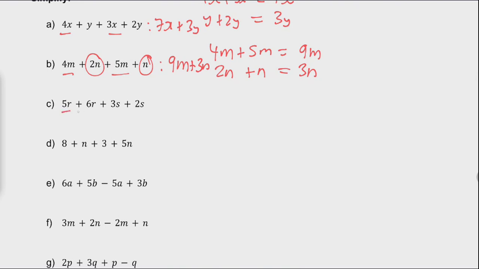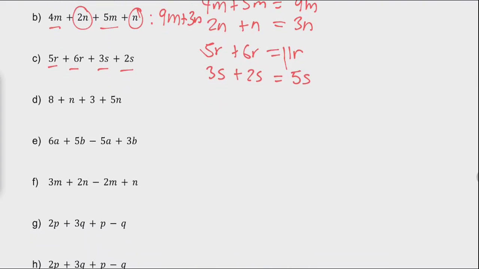And then we have 5r, 6r, plus 3s, plus 2s. What are our like terms? We've got r's and s's. Let's deal with the r's first. 5r plus 6r, that is equal to 11r. And you've got 3s plus 2s, which is equal to 5s.